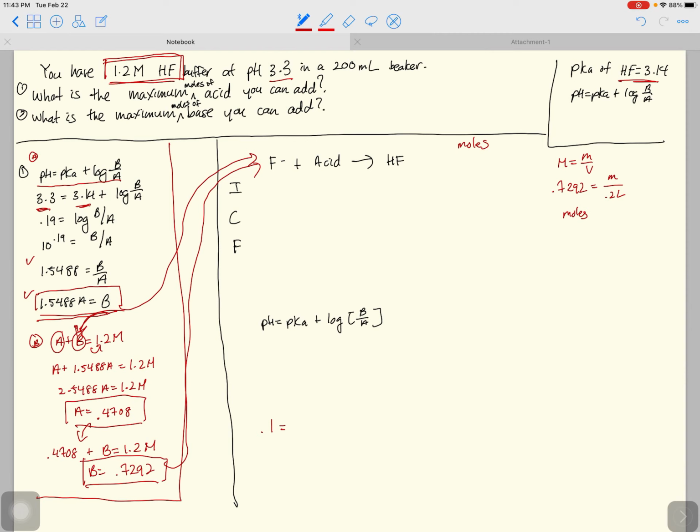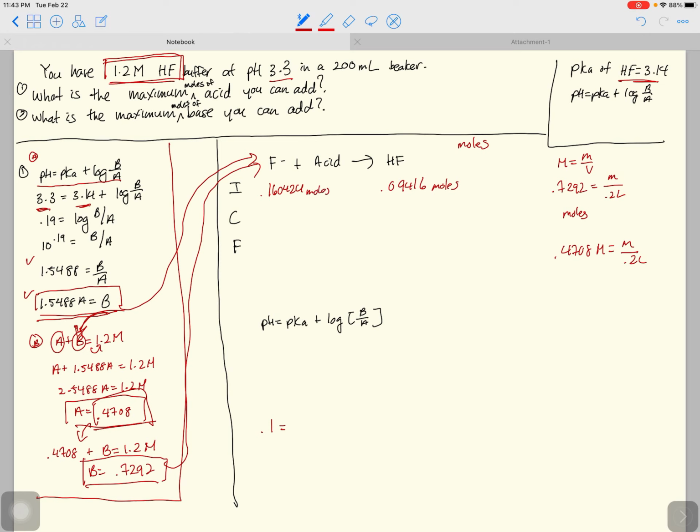So the number of moles that we have is, let me use my calculator, 0.2 times 0.7292. We have 0.14584. And how much acid do we have? We have 0.4708, right? Molarity is moles over 0.2 L. And so the number of moles we have is 0.4708 times 0.2, which is 0.09416. I'm going to write down moles just to emphasize one more time.